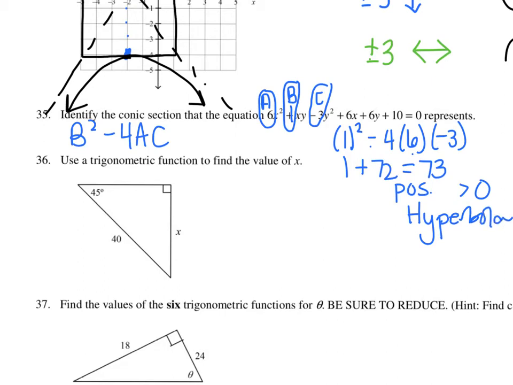Another kind of quick way to figure it out is because you have both an x squared and a y squared, and there's a minus sign in front of that y squared, the hyperbola equations are the ones that have minus signs in between the x squared and y squared.